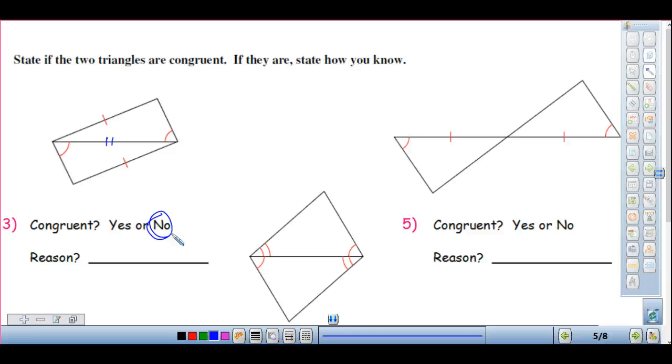Okay, we've got this one over here. Okay, I've got my vertical angles. So can I say yes or no to this one? I can say yes because I have an angle, a side, and an angle. And they have to go in that order.